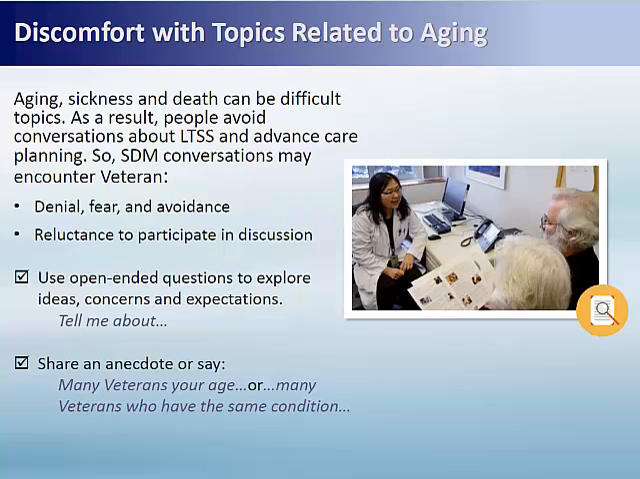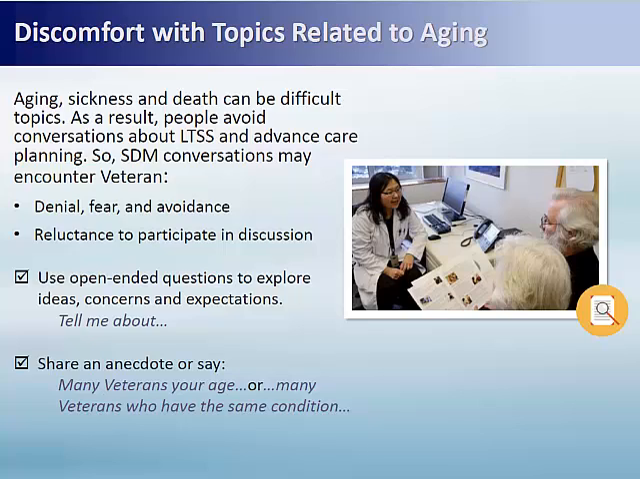Shared decision-making conversations about long-term services and supports or advanced care plans are de facto connected to old age, sickness, and death. These are topics that few older people want to think about, much less discuss. As a result, barriers to shared decision-making conversation arise, such as denial, fear, and avoidance related to discussing the aging process, chronic diseases, and getting worse, loss of independence, and death. And reluctance to participate in discussions among those who are more comfortable with the doctor making decisions for them.